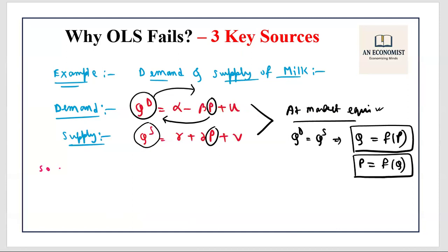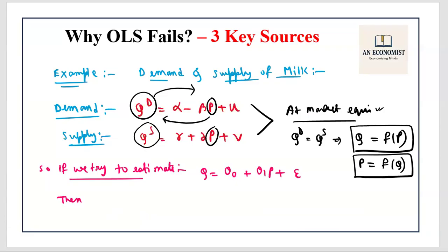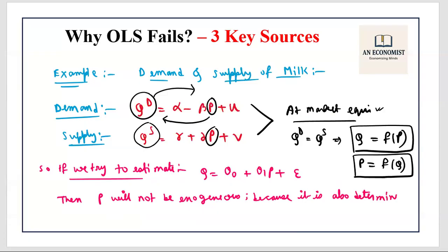So if we try to estimate the quantity, suppose I regress quantity on price. Suppose I regress this model, then price will not be exogenous, because it is also determined by the quantity, which in turn includes the demand shock, which is denoted by U in our particular model.